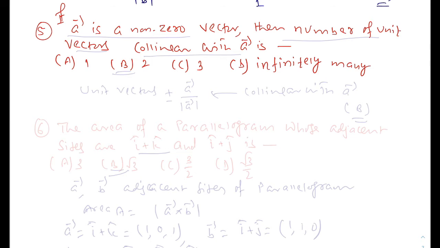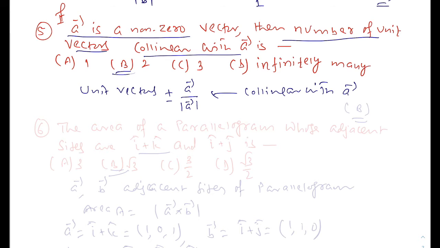So, let us understand the question. A bar is a non-zero vector. Number of unit vectors. Now, the unit vector is A bar upon magnitude A bar, and we have these two, positive as well as negative, and these are collinear with A bar. So we have only two. So the answer is two unit vectors which are collinear with A bar.